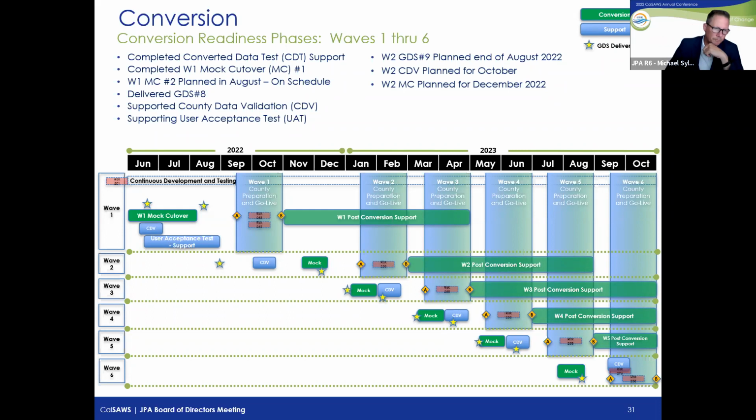So thank you. We'll take that action item, Michael, to make sure that percentage and the information is not just aggregated, but also broken out by county. Thank you. Any other questions, comments on the conversion presentation from our board members or state partners?